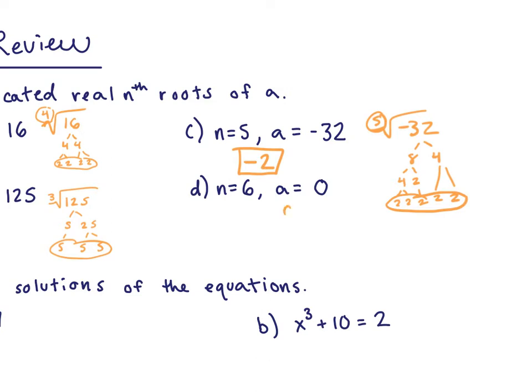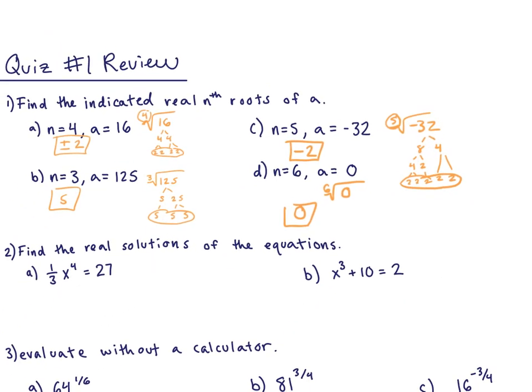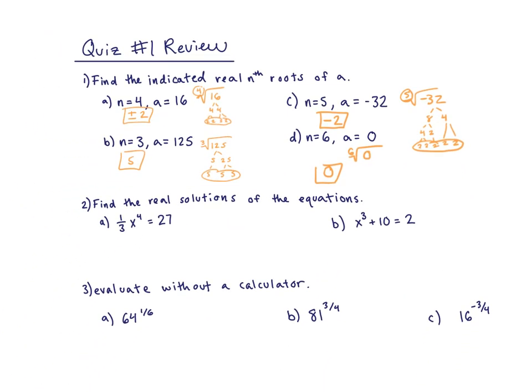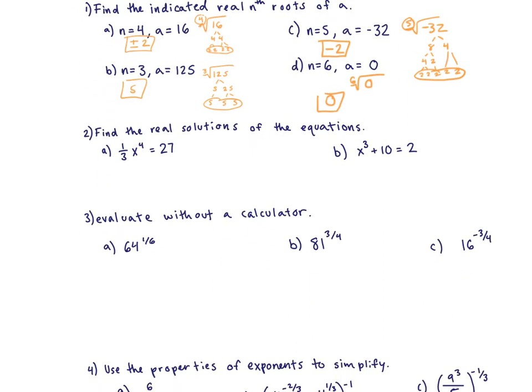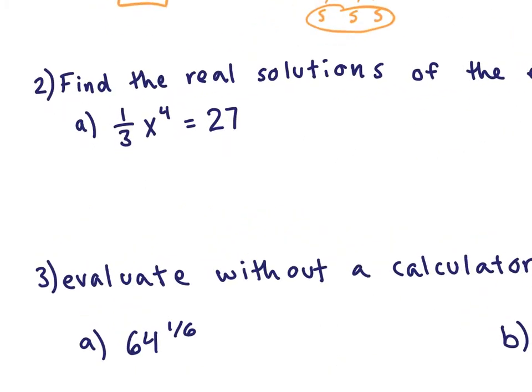If our index is even and under our radical is 0, what's our answer? 0. Perfect. Any questions on the first part? Nope. All right. Do you guys want me to do A or B for number 2? Both. Okay, we'll do both.